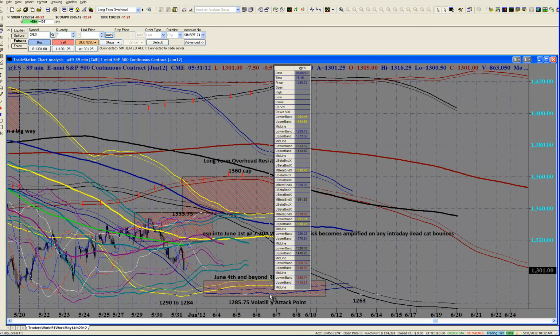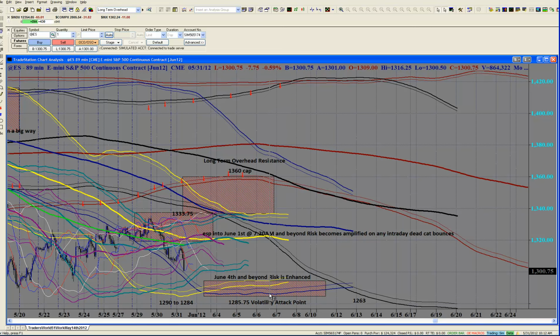So we've got a confluence of negative perceptions that are going to hit the market when we get underneath the 1285.75 area, okay? And especially the 1282 area for at least 89 minutes. It's not a matter of if, but just when.